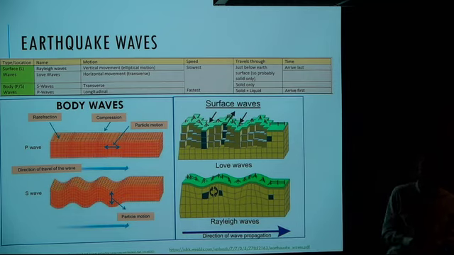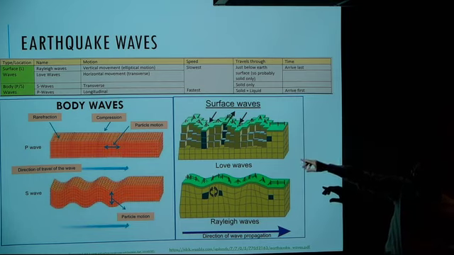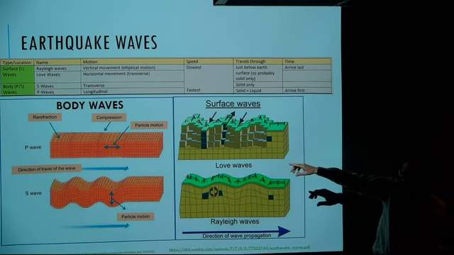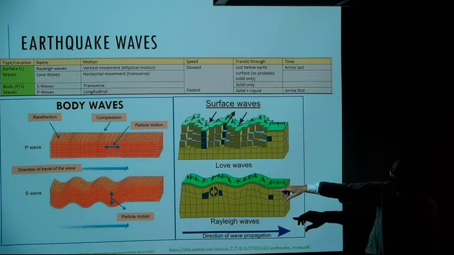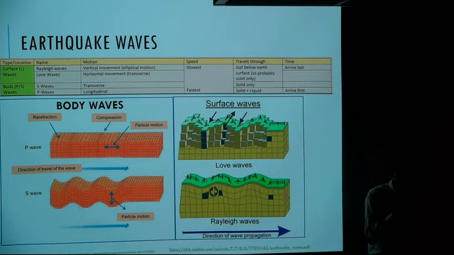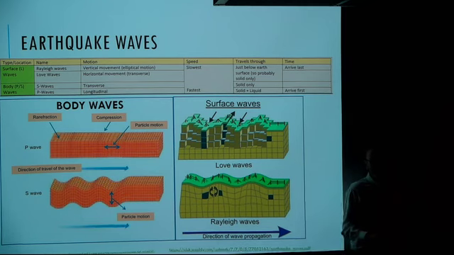All right, so there's two types of body waves, a P wave, or a primary wave, or a compression wave, and then an S wave, a shear wave, or a secondary wave. A P wave moves in and out like this. Actually, I'm going to do this a little bit longer. Everybody see this, maybe?